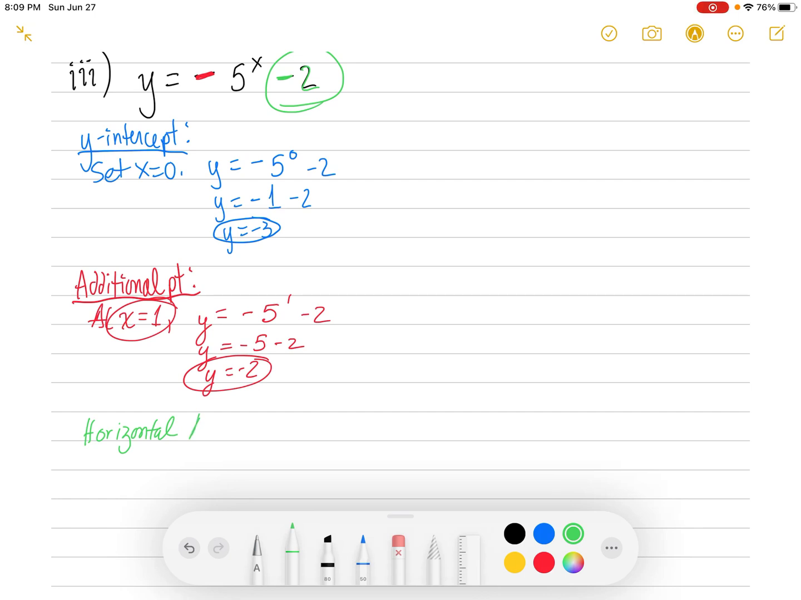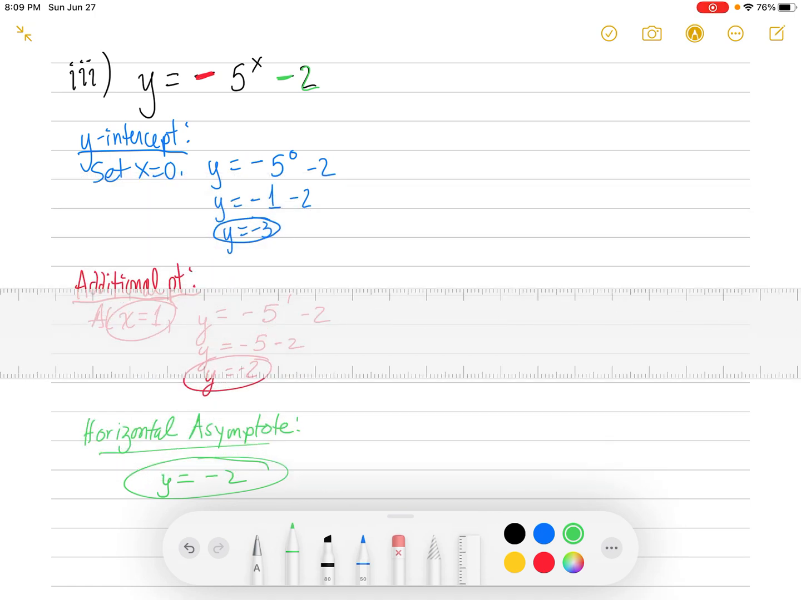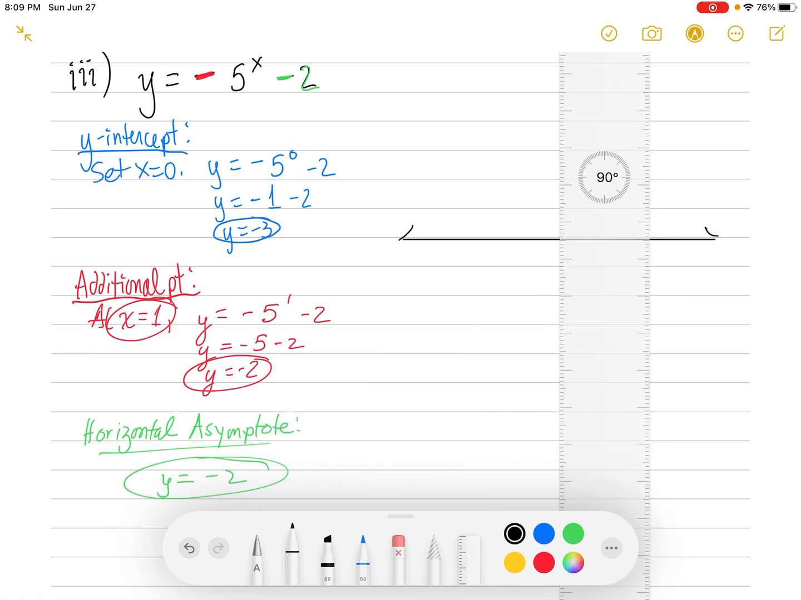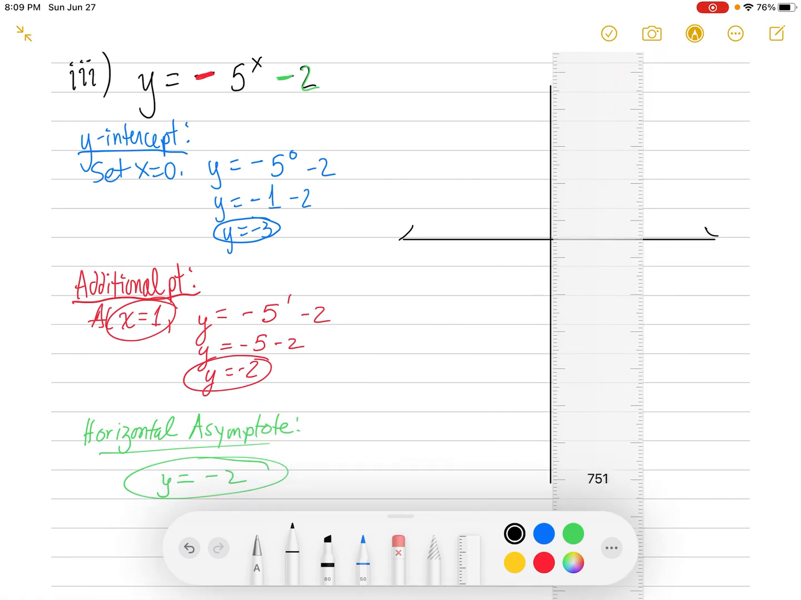And finally, we want to do our horizontal asymptote. Well, normally you have a horizontal asymptote at y equals 0. But because we have this minus 2 here outside of the house on the end, that's going to shift everything down 2. So the new horizontal asymptote is going to be at y equals negative 2. So we went from y equals 0 and we subtracted 2 to get y equals negative 2. Okay? So if I wanted to graph this out, take my ruler, make an x-axis. And I know this one's reflected about the x-axis because that negative out in front.